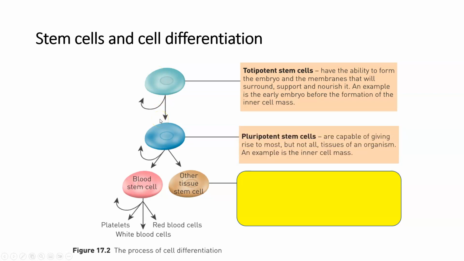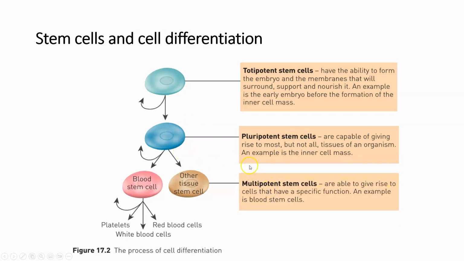As we go down a layer, we have less specialized stem cells, but still quite precious. These are called pluripotent stem cells. Now, these are still good, but not as impressive as the totipotent ones. They can give rise to most, but not all tissue types in an organism. And this also is derived from the inner cell mass. So totipotent cells can become any cell type. Pluripotent stem cells can become most cell types. So the next level down are multipotent stem cells. And these can give rise to cells that have a specific function. So for example, in adults, you and I will have multipotent stem cells in our bone marrow.